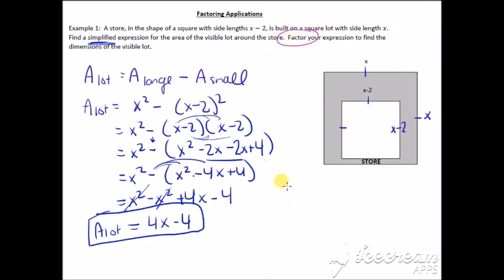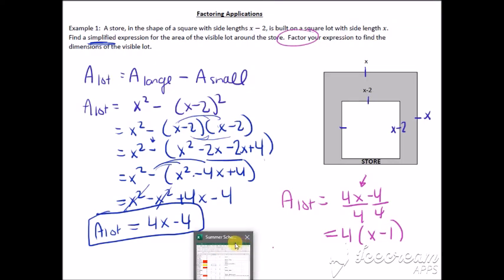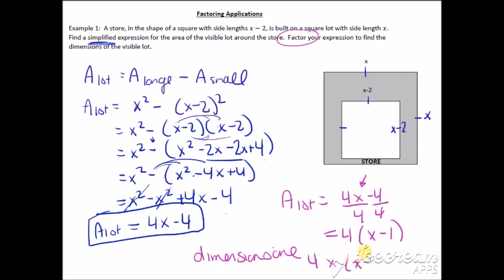Now let's go ahead and factor this, okay? So for the area of the lot, all we're going to have to do is common factor, and all we can pull out is a 4, okay? See how we don't have a squared here? We don't have to pull out an x, and we don't have to do difference of squares. We're just going to pull out a 4, and we're left with x minus 1. Okay, so the dimensions are 4 by x minus 1.